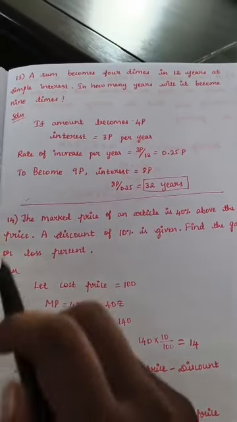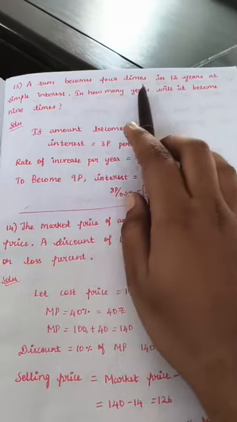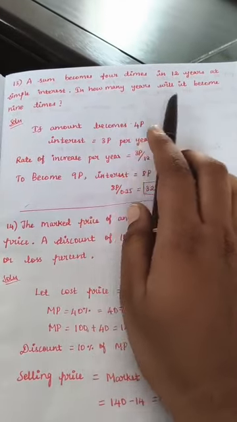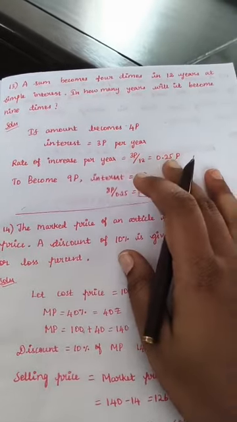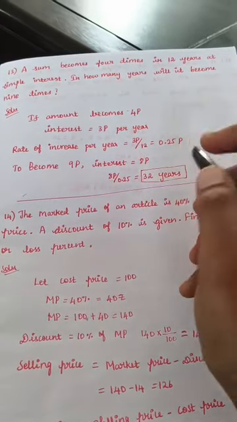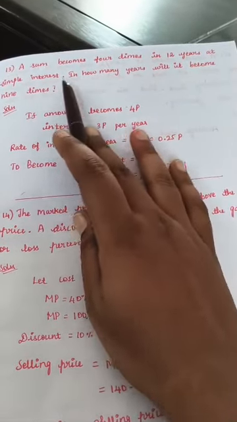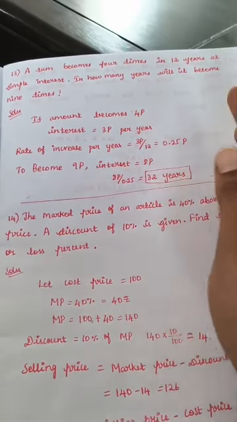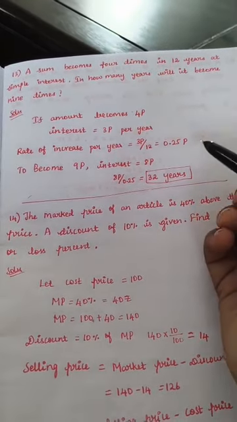The 13th question is, a sum becomes 4 times in 12 years at simple interest. In how many years will it become 9 times? In the question they have not mentioned the principal amount, but they have simply told us the sum becomes 4 times in 12 years, and in how many years it will become 9 times. That we have to find out.